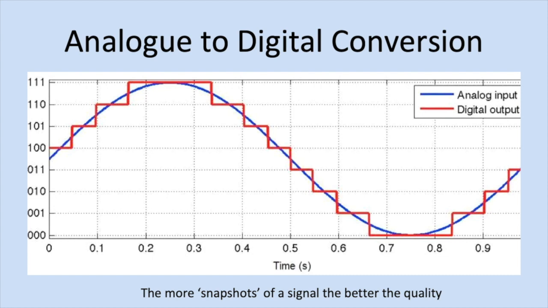Analog to digital conversion. So you can see from this graph that the more snapshots of the signal that you have, the better the quality will be. The red line is the digital snapshots and the blue line is the continuous analog signal. The more of those you have, the better the quality will be.